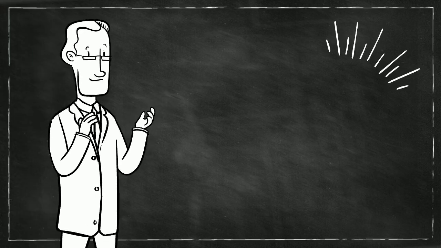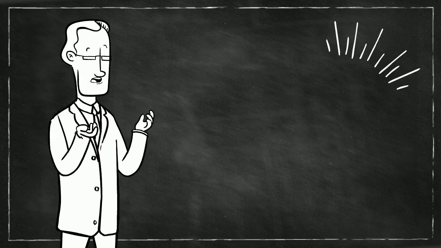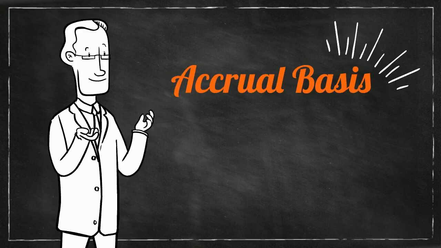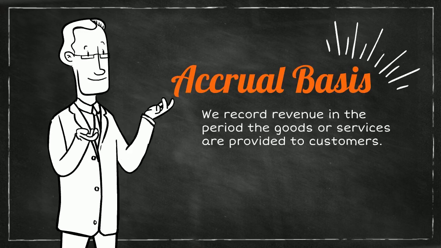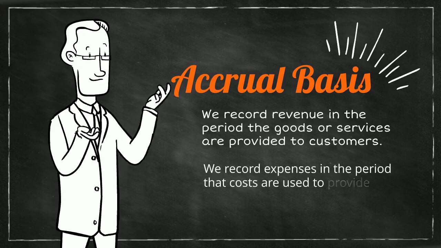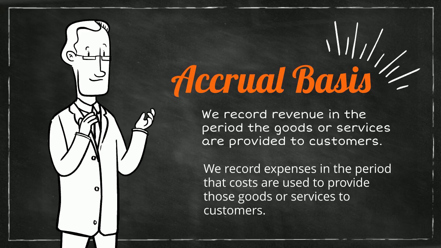Professor Beancounter suggests to Stanley that first he must take a closer look at the measurement process. He explains that most companies use the accrual basis to measure business transactions. Under the accrual basis, we record revenue in the period that goods and services are provided to the customers, and we record expenses in the period the costs were used to provide those goods and services to customers.